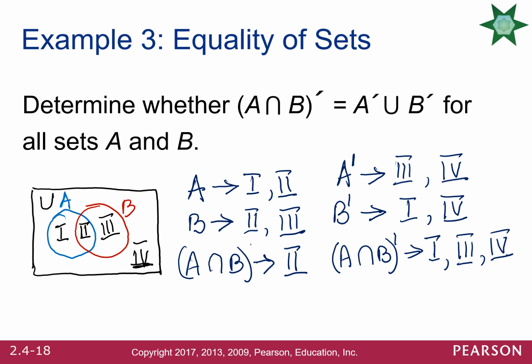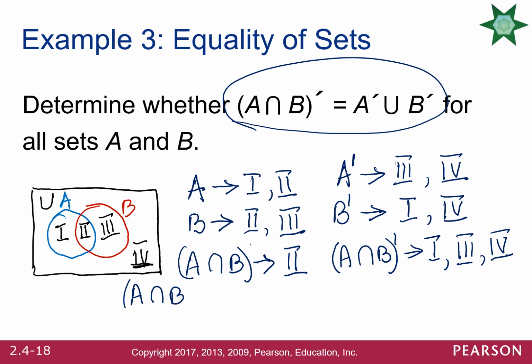Okay, so now we are trying to determine whether this statement is true or not. So A intersection B naught, right? So let's write that. That's what we are trying to determine. A intersection B naught, whether that's equal to A complement union B complement, correct? A naught union B naught. So I'm going to list the regions that we found to correspond to A intersection B naught over here.